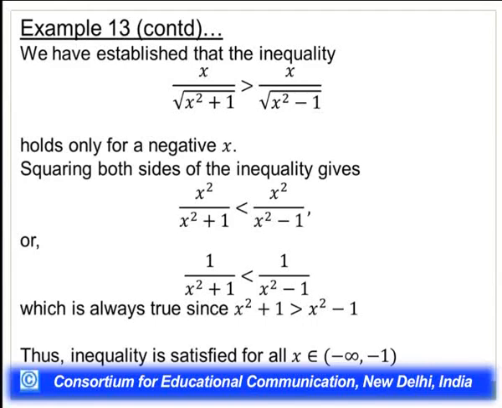And you can see that this is always going to be true, because x square plus 1 is a denominator for the left hand side that's higher than x square minus 1. So, therefore, the left hand side, the reciprocal of x square plus 1, is always going to be less than the reciprocal of x square minus 1, which is to say that the inequality will be satisfied for all values of x that lie between minus infinity and minus 1. There is no contradiction with that particular interval. So, that is our solution for this particular example.